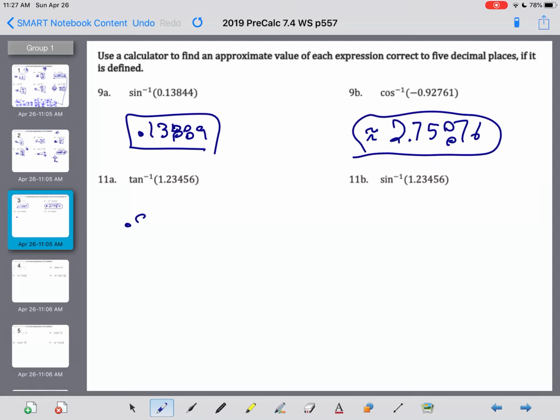Here, likewise, we should get 0.88998. And here, again, this is larger than 1, so it's undefined or does not exist.